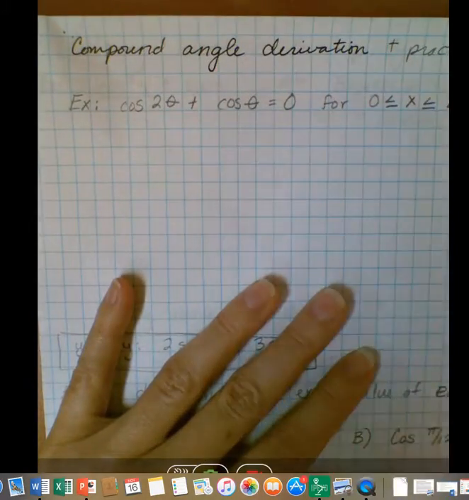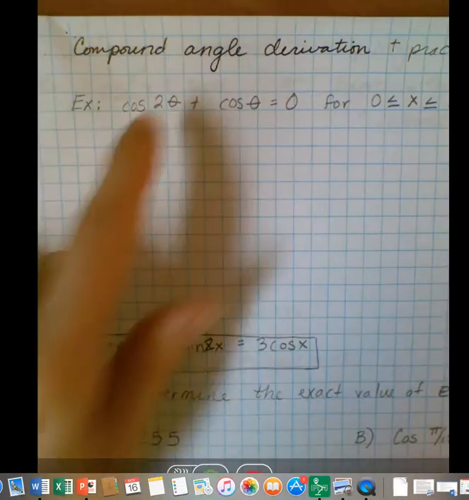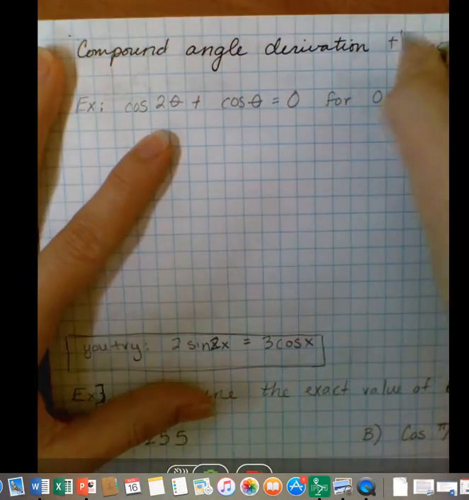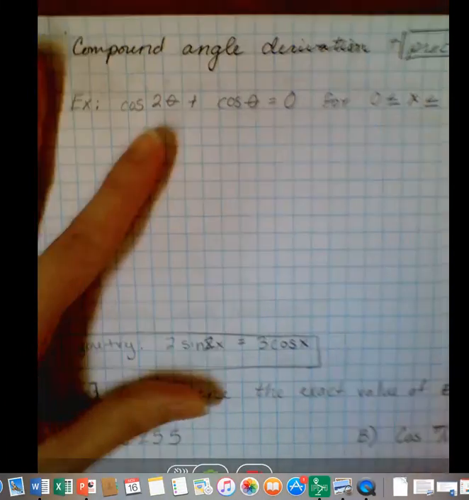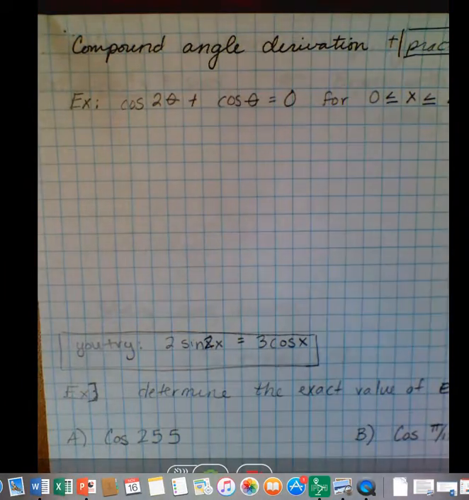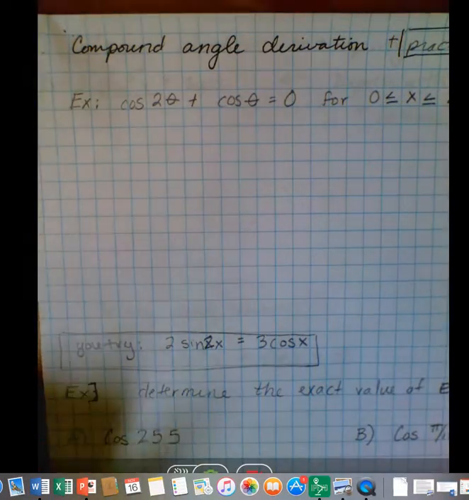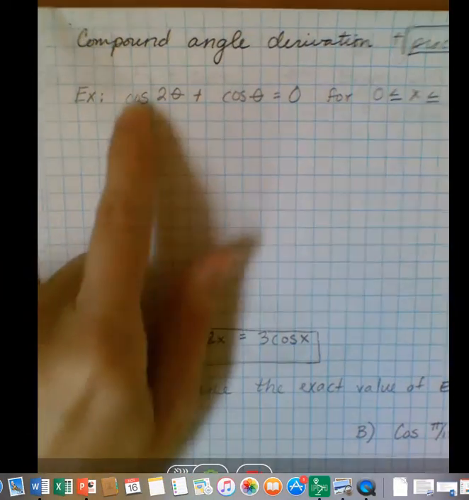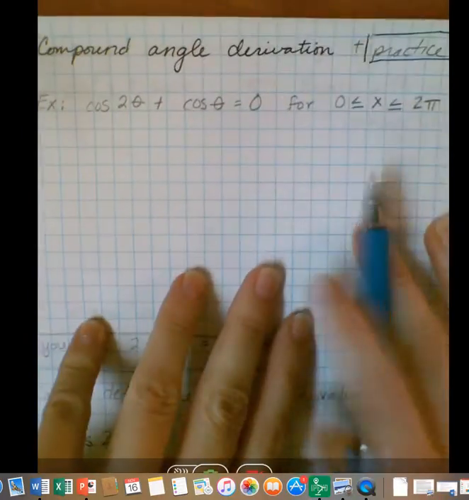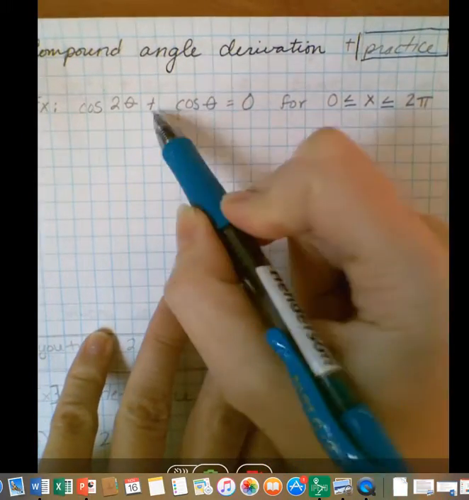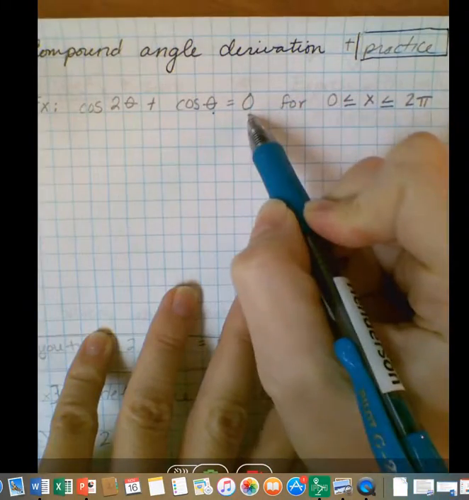Okay, part two here, we're going to go over compound angle practice. Good for us, we already did the derivation. That's the hard part. Now we get to apply it. So we're going to look at the following statement: cosine of 2 theta plus cosine of theta equals 0.